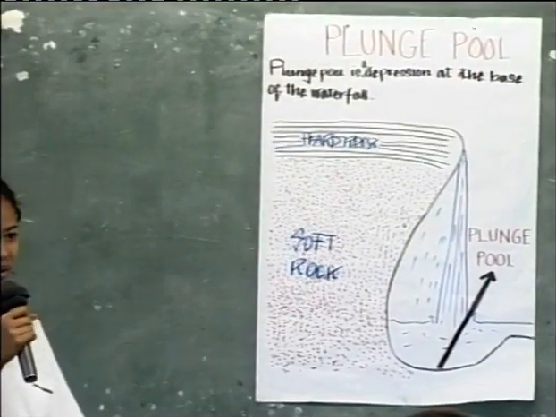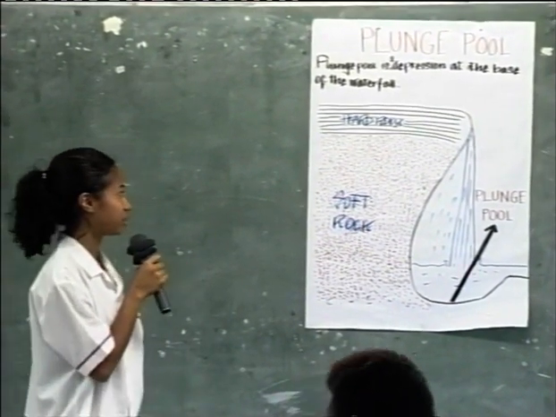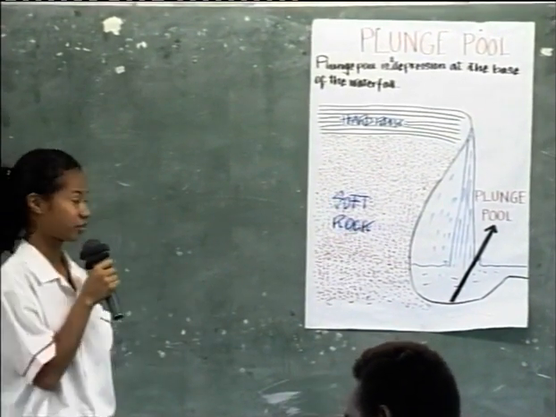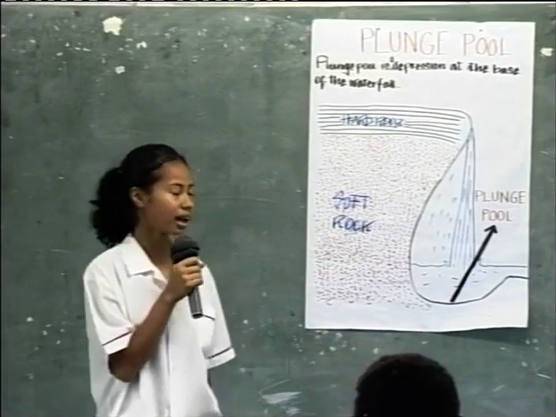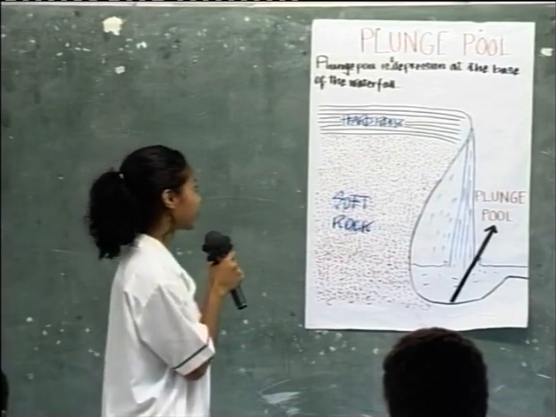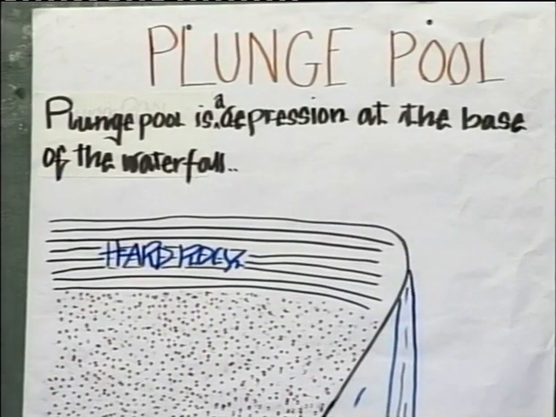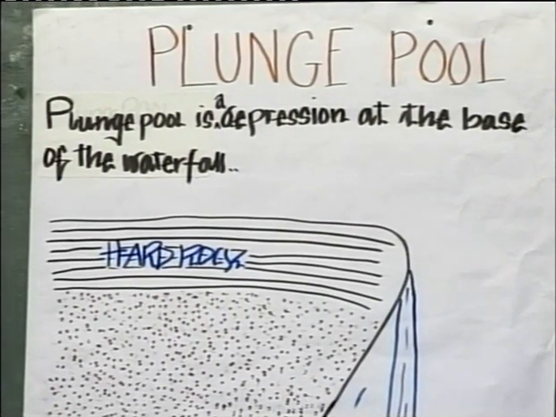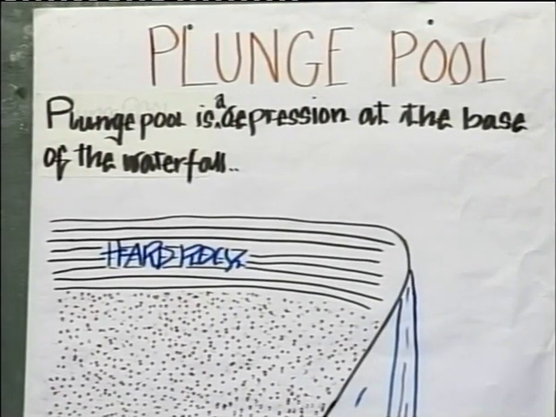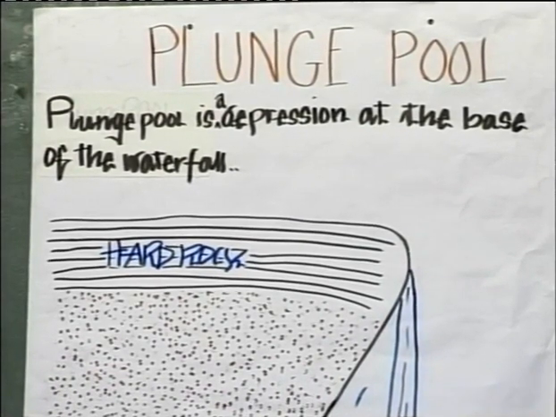Today we're going to be talking about the plunge pool. Before I go on, a plunge pool is not a feature of the last stage, the old valley, but of the first stage, the young valley. A plunge pool is a depression at the base of a waterfall, as you can see. A plunge pool is a characteristic of a waterfall. It is a basin spread out of the river, channeled beneath the falling water.